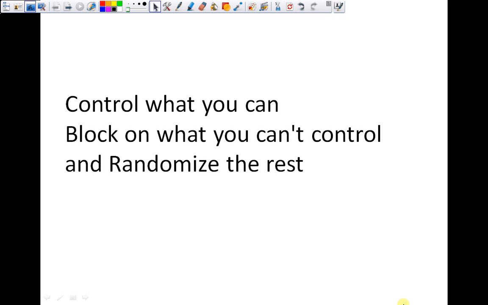So what we mean by randomize the rest is that when we do random allocation in our groups, we're basically hoping that it levels those off. In other words, some people who slept well or slept a lot are in a group, along with people who didn't sleep a lot in the same group. So some of those are in each group. So that's what this mantra says: control what you can. And remember this: control what you can, block on what you can't control, and then hopefully randomizing will level out everything else.